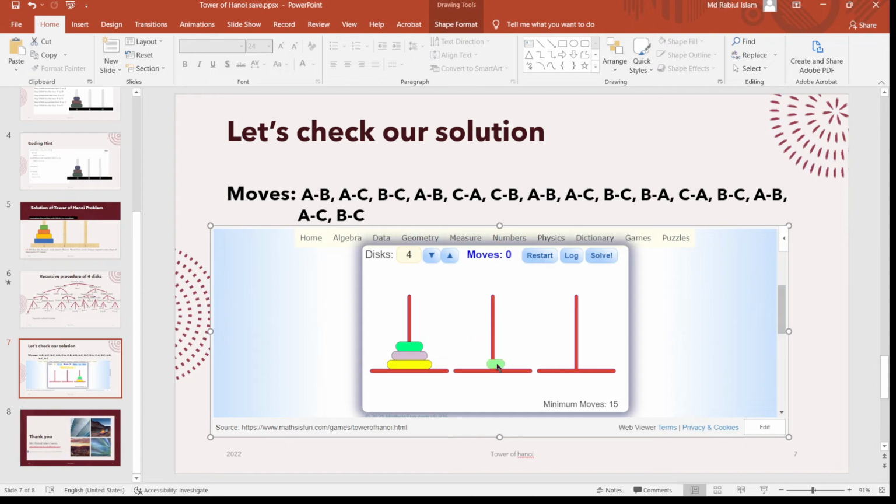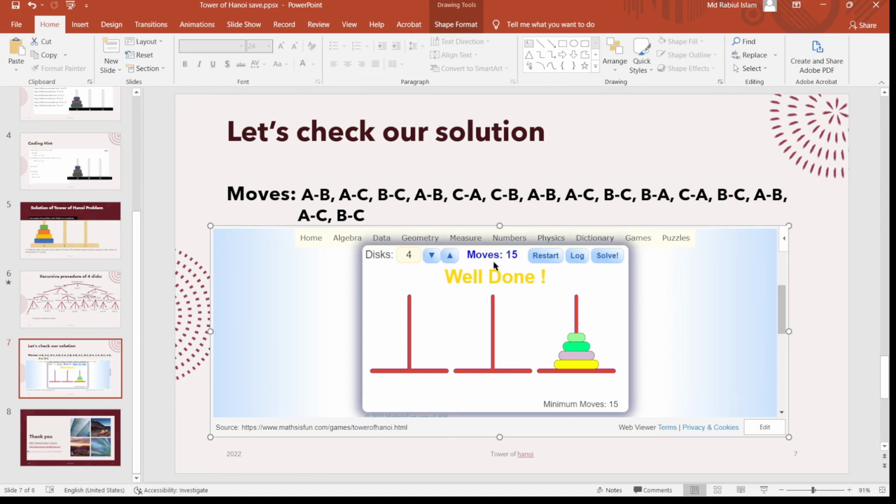Let's move: A to B, then A to C, then B to C, then A to B, C to A, C to B, A to B, A to C, B to C, B to A, C to A, B to C, A to B, A to C, and the final move goes to B to C.